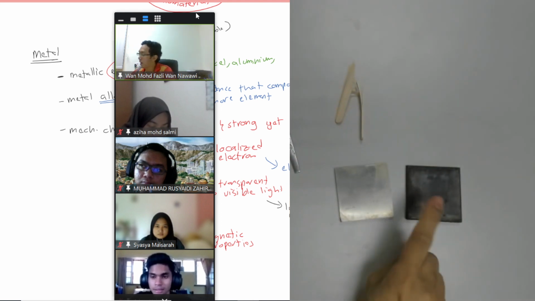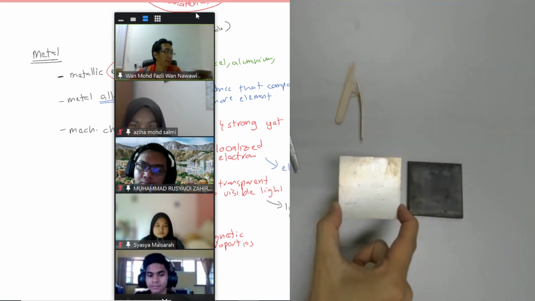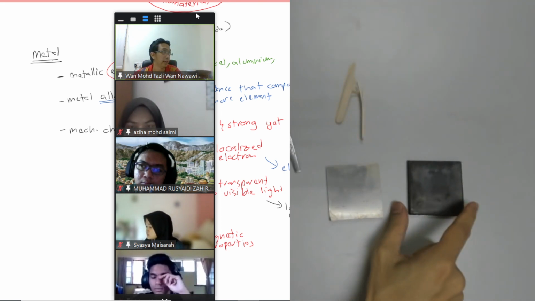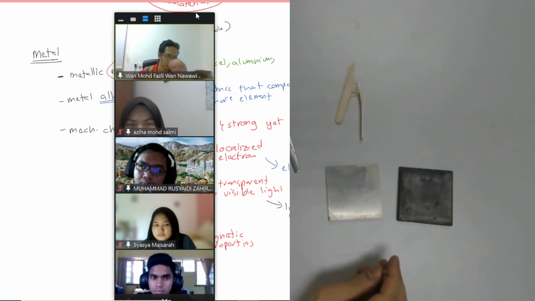So this one is steel. This one is aluminium. It's very, very light. This is steel. It's a little bit heavy. If you are in a physical class, I can ask you to feel it.